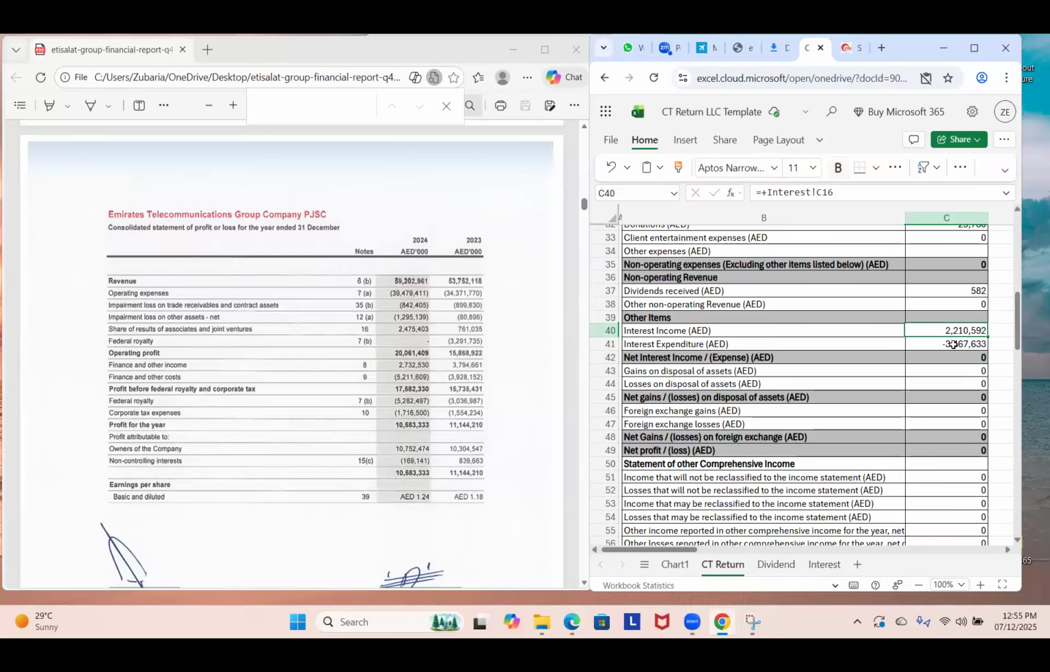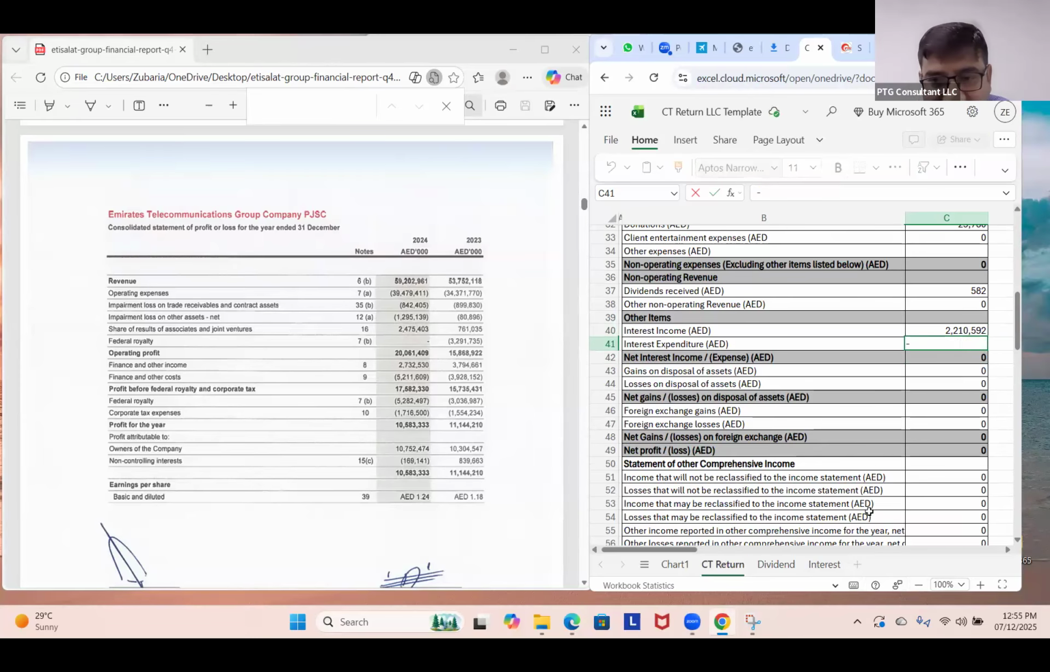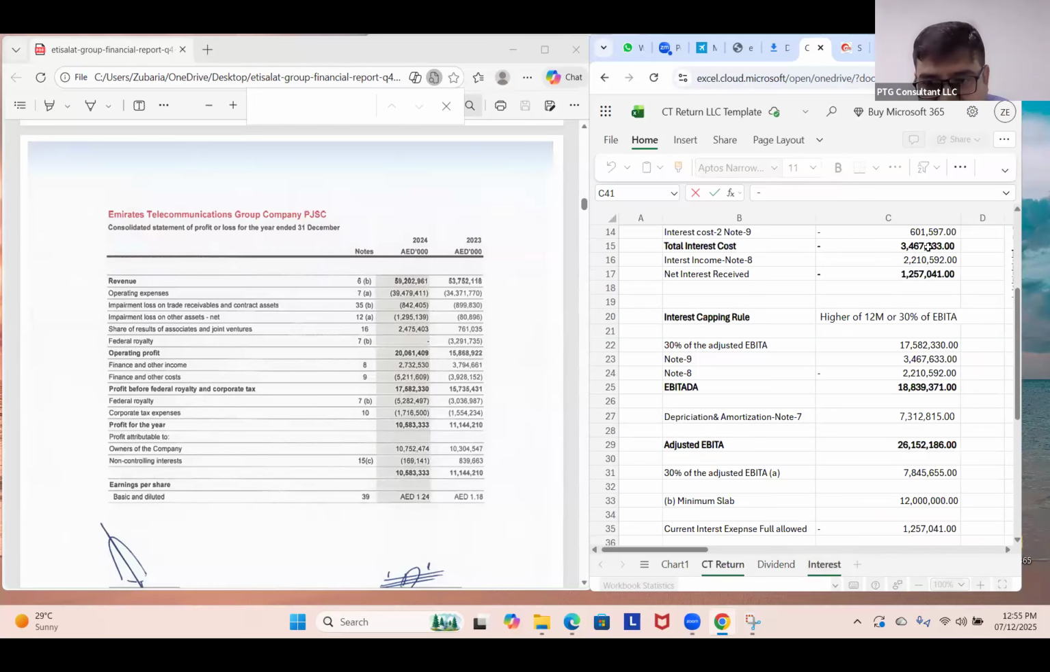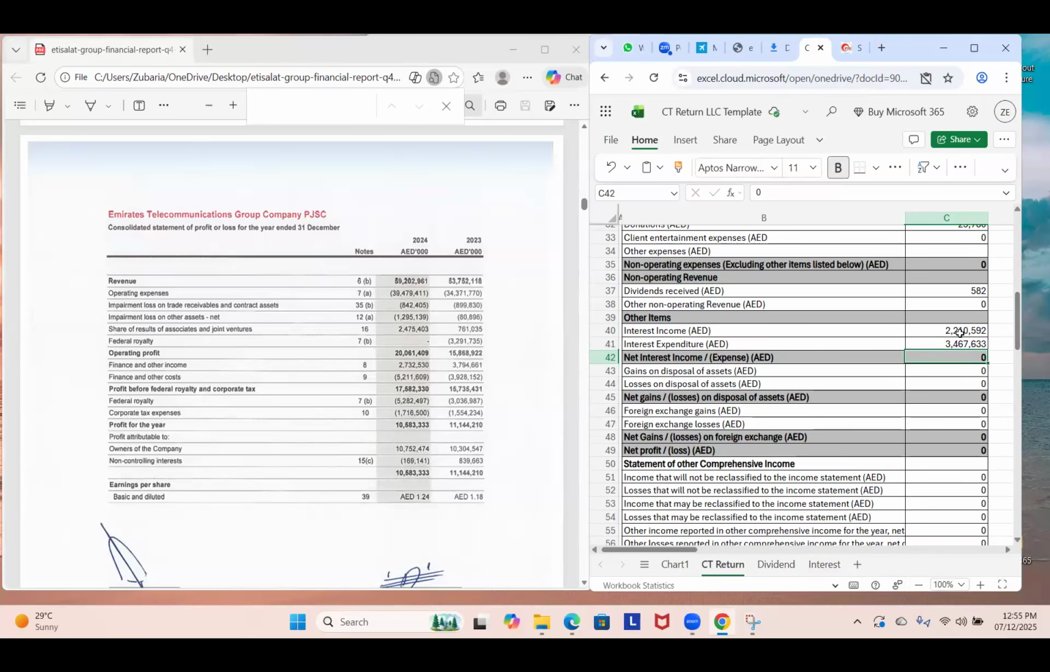Here we don't have to put the minus for interest, because this is a return template. They have already put the minus on interest expenditure. By default, it will take it in the calculation, so it will auto minus it.